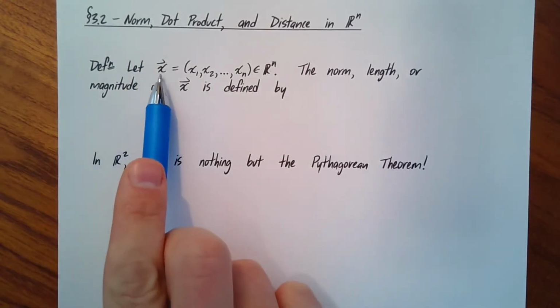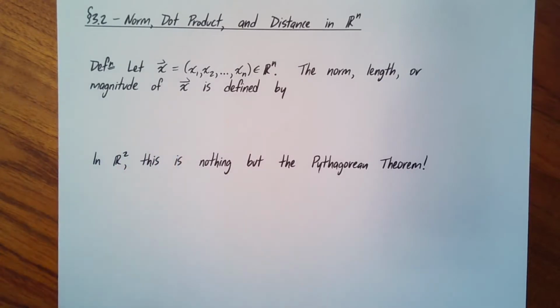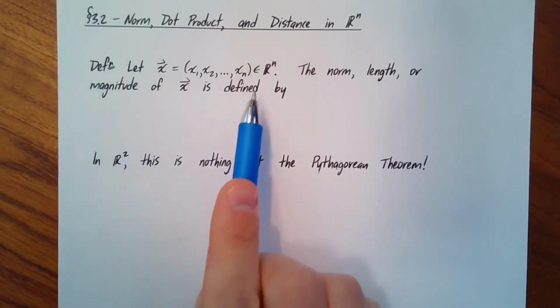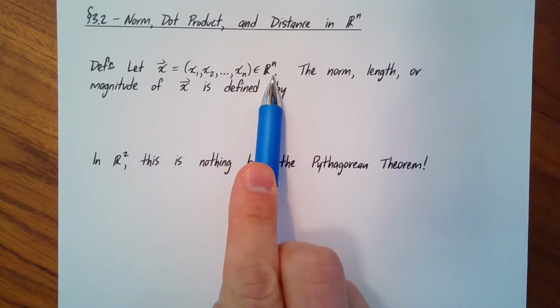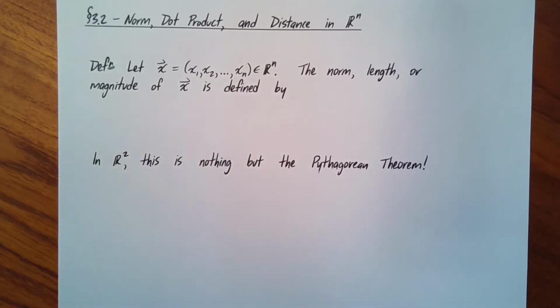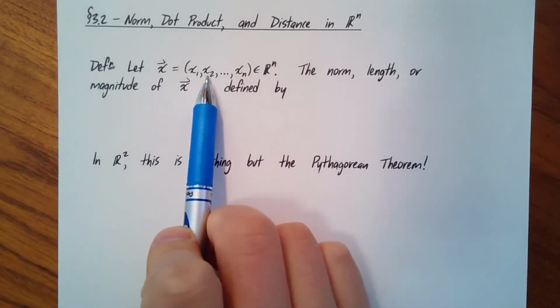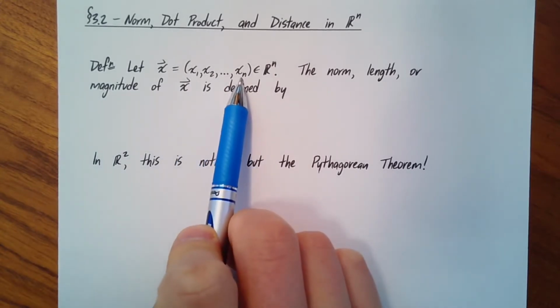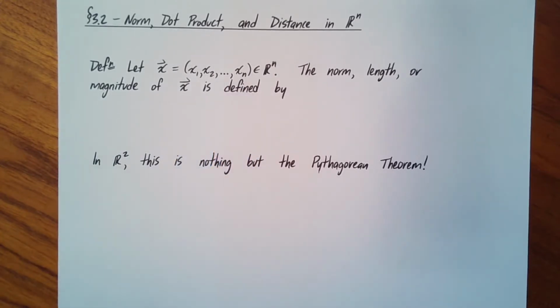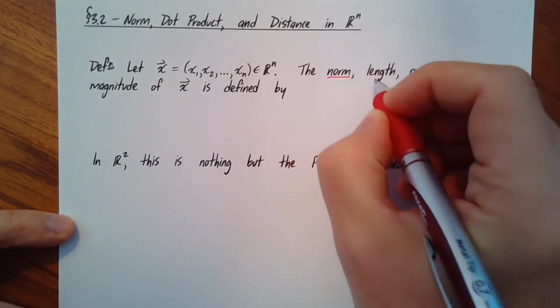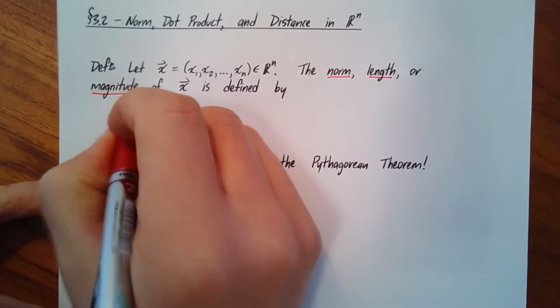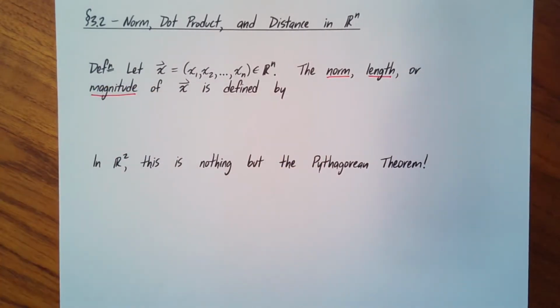So here's the definition. Let's say you've got a vector x, and this definition, like I said, is going to work for any vector in any dimension. So we're going to just say let it be written as a coordinate vector in Rn, where n could be absolutely any positive counting number. So we've got the coordinates x1, x2, all the way up to xn, its last coordinate. Okay, so we're going to define all of these three words mean the same thing: the norm, the length, or the magnitude of the vector x is defined as follows.